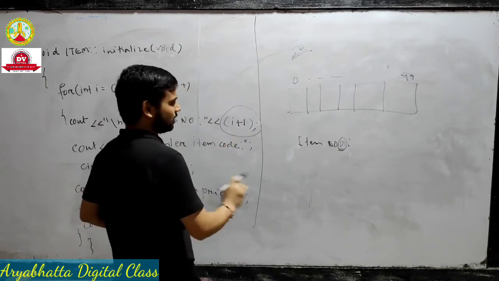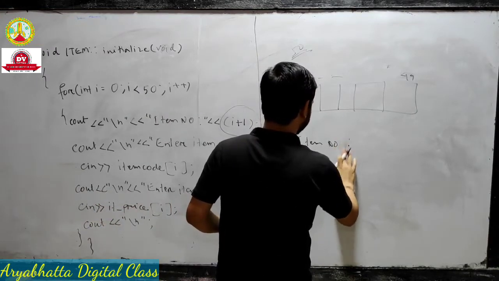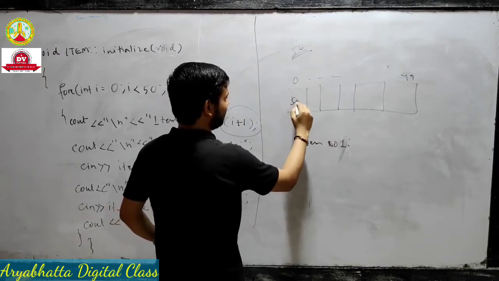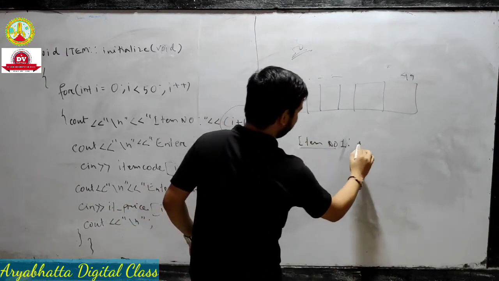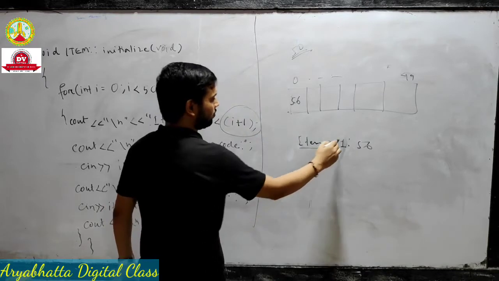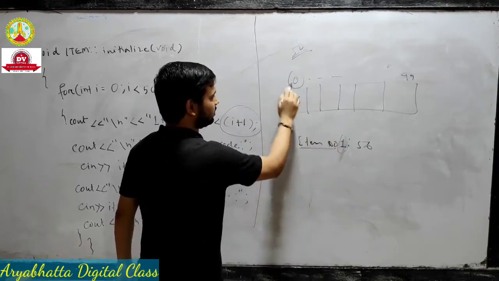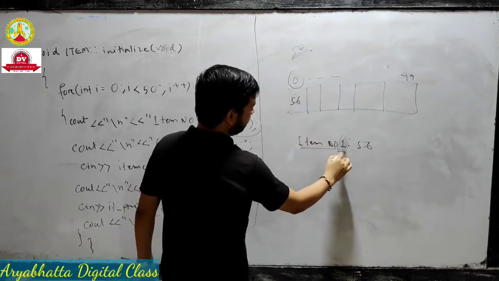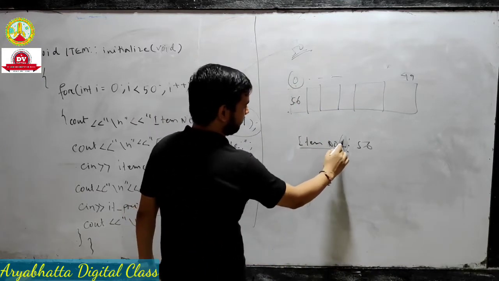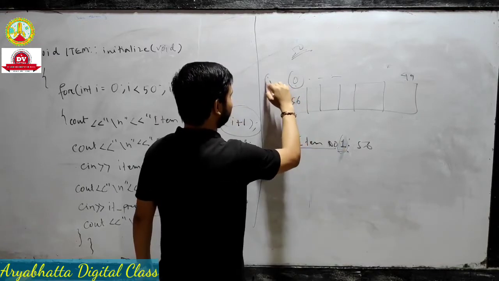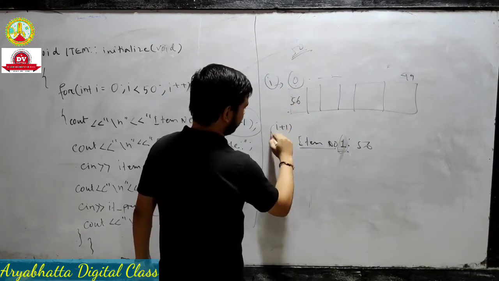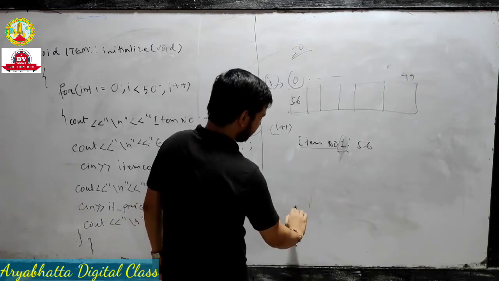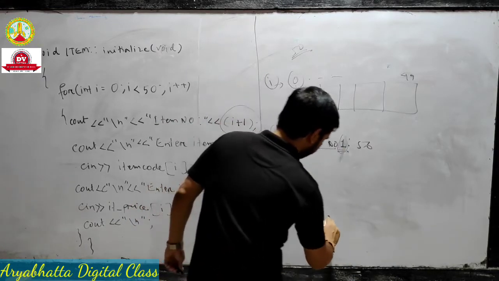This is for decoration purpose, nothing but decoration. Suppose the item price is 56, it means item number 1 is 56. Don't be confused between this 0 and this 1. This 0 is the index, and this is for designing purpose. We take i as the index and the printing statement is i plus 1. That's why it comes out as item number 1, 2, 3, 4 like that, and the last one is item number 50.